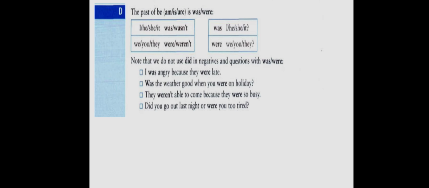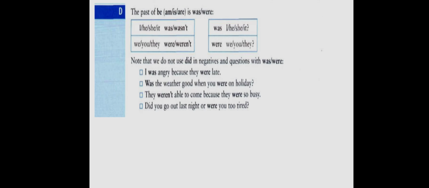We were at home yesterday. You were at home yesterday. They were at home yesterday. Positive sentence. For negative sentences, we say, you weren't at home. We weren't at home yesterday. They weren't at home yesterday.